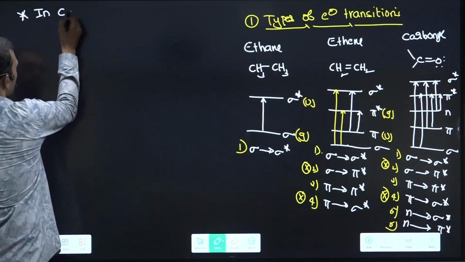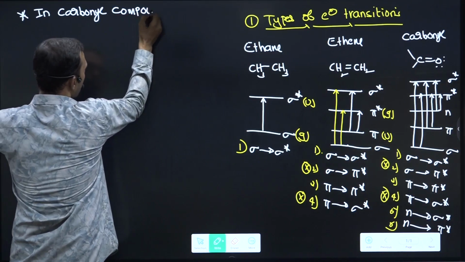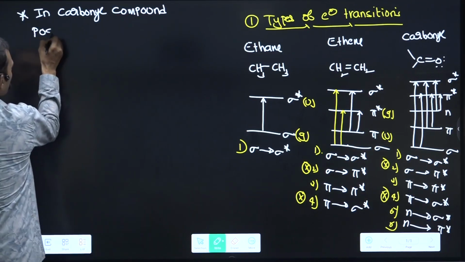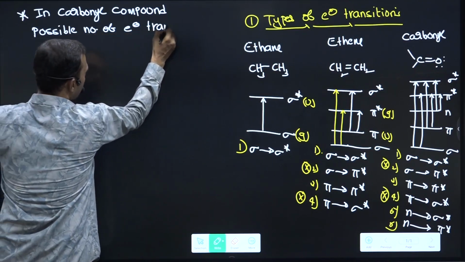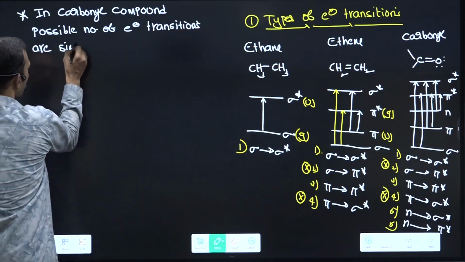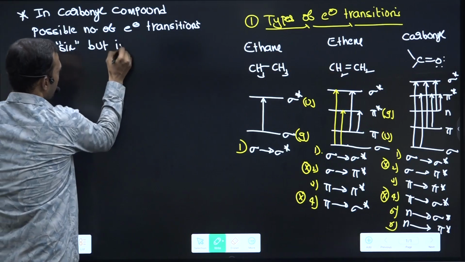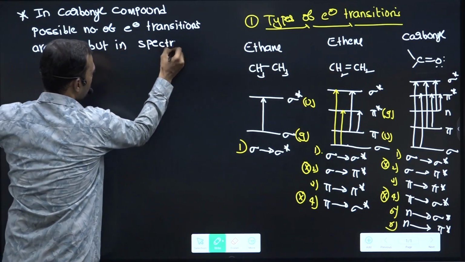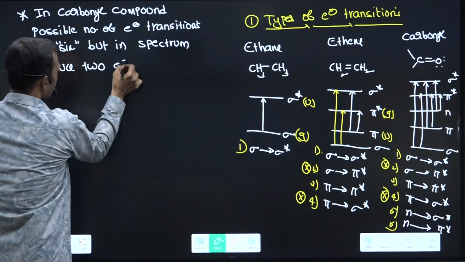So, see, in carbonyl compounds, the possible number of electronic transitions is how many? The possible number of electronic transitions is 6. But the spectrum produces only 2 electronic transitions.